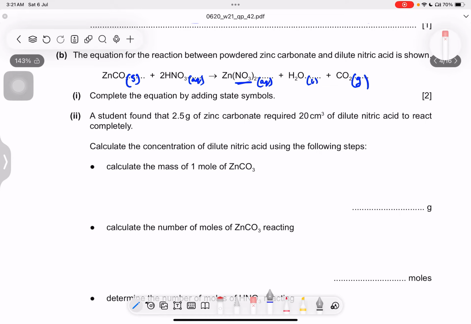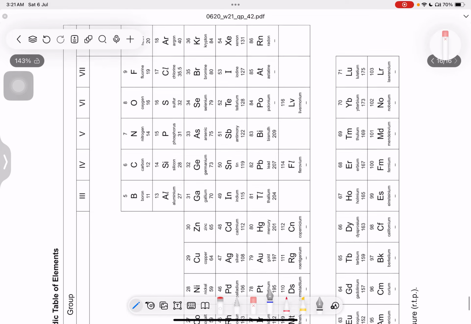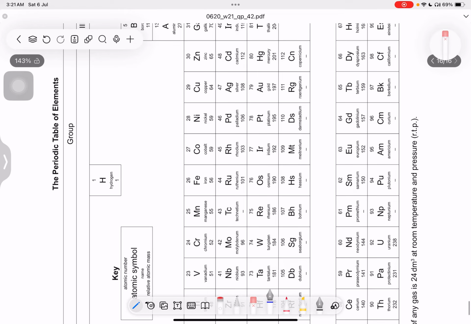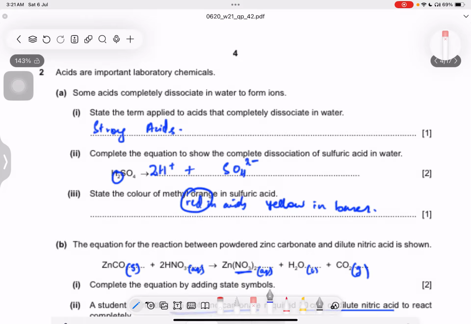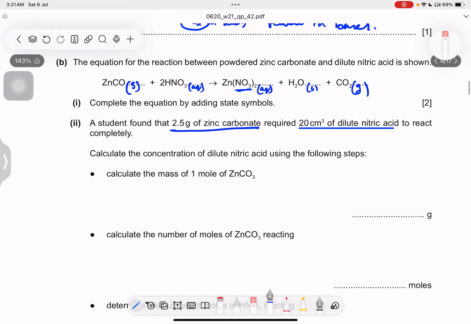A student found that 2.5 grams of zinc carbonate required 20 cm cubed of dilute nitric acid to react completely. Calculate the concentration of dilute nitric acid using the following steps. Calculate the mass of 1 mole of zinc carbonate. So zinc is 65. So 65 plus 12 plus 48 is the Mr of zinc carbonate.